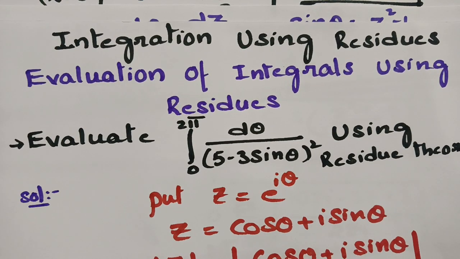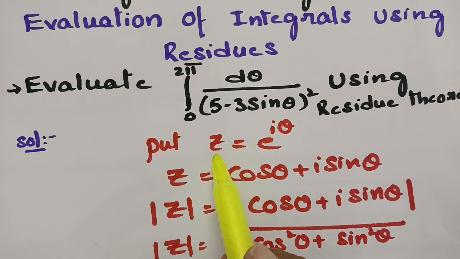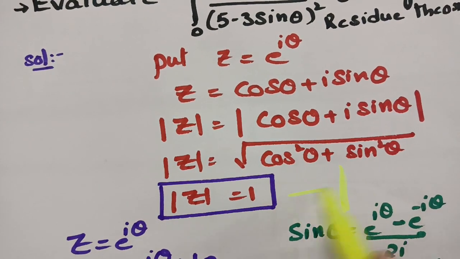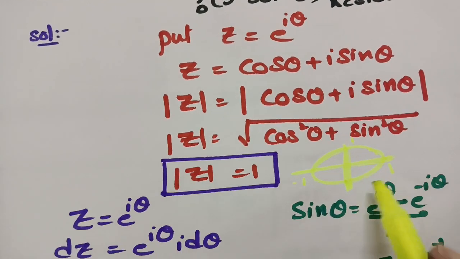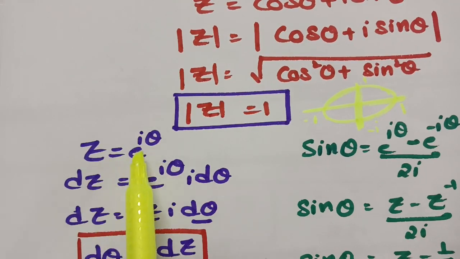See, here is the question. We have to evaluate integral 0 to 2 pi d theta by (5 minus 3 sine theta) whole square using residue theorem. First of all, we have to take z is equal to e power i theta, and mod z is equal to 1 is the region. So it is a circle with center 0 and radius 1. So this is the region, and z is equal to e power i theta.